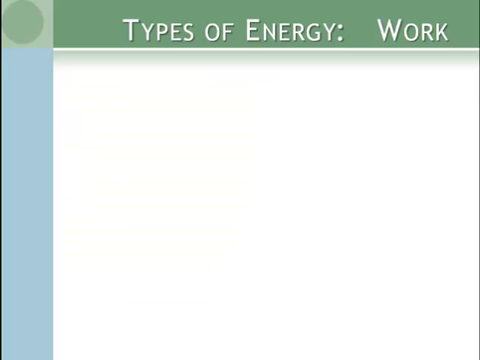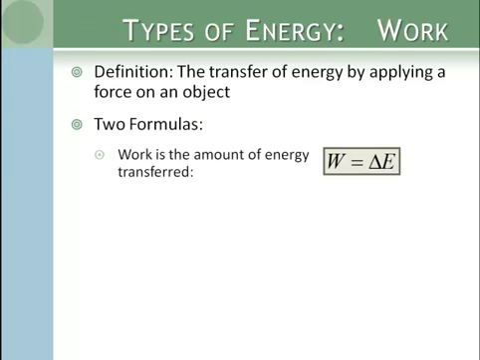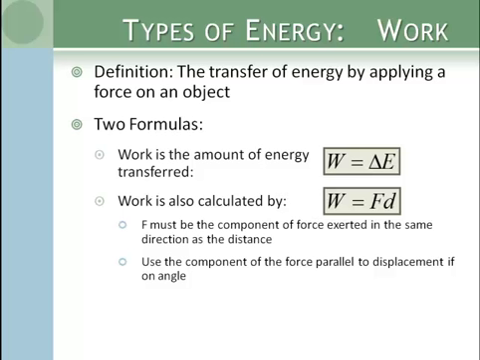Now, energy is the ability of an object to do something, and that something is often described as work. So our first specific type of energy that we'll study is that of work. A definition of this is when you transfer energy from one object to another, or from one form to another, by applying a force on an object for a specified distance. There are a couple formulas for this. Specifically, work could be just calculated as the amount of energy that got transferred. More often than not, we use the formula that work is a force exerted on an object times the distance that it was exerted on.